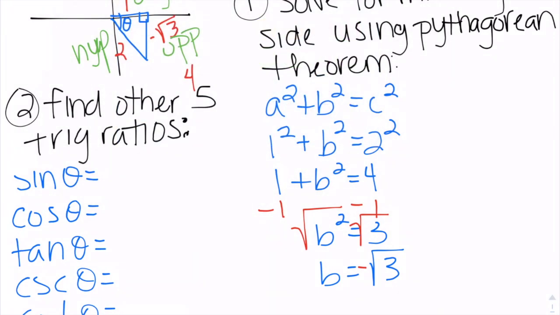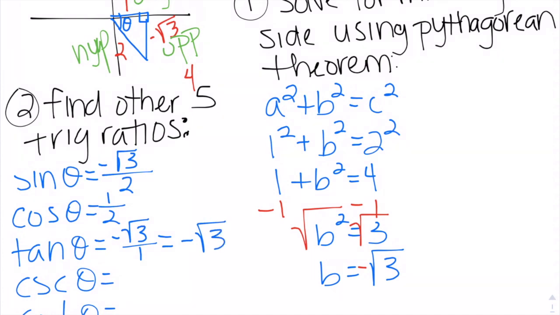So opposite is negative square root of 3 over the hypotenuse of 2, and that cannot be simplified, so it's done. And then cosine is adjacent over hypotenuse, so it's going to be 1 over 2, and that cannot be simplified, so that's also done. Tangent of theta is going to be opposite over adjacent, so it's negative square root of 3 over 1, which we can just write as the negative square root of 3.